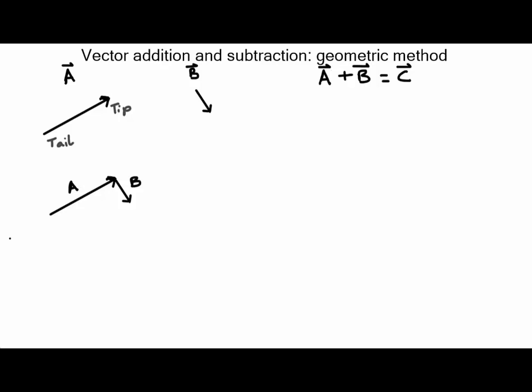And that's helpful because the answer for A plus B is then the original tail of the first vector to the final tip of the second vector. So this here would be A plus B, which is a vector. When I add two vectors, my answer is a vector, and in this case we chose to call it C. And just to be clear, these were vectors too.